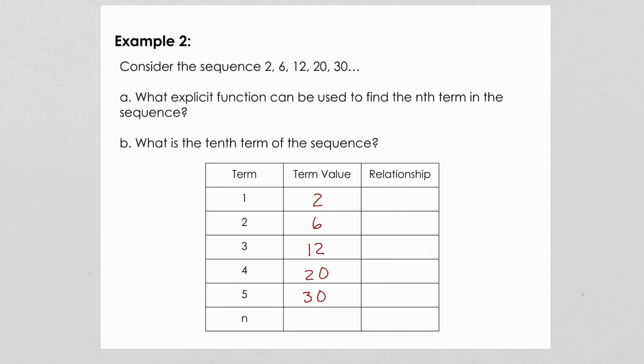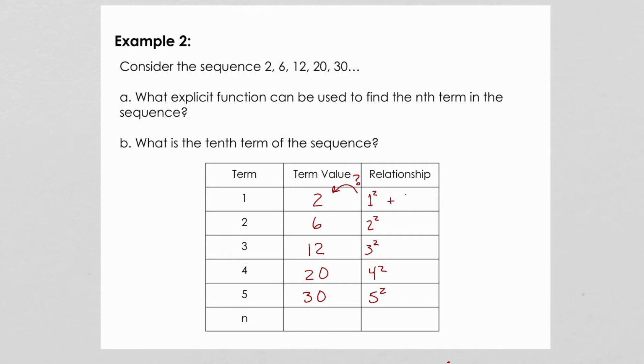All right, so again, we know we're looking for a quadratic pattern, so let's see what happens when we square our term number. 1 squared, 2 squared, 3 squared, 4 squared, 5 squared. And how do I get then from the squared term to my term value? How do I get there? That's the question. I have 1. How do I get from 1 to 2? Well, I could add 1.